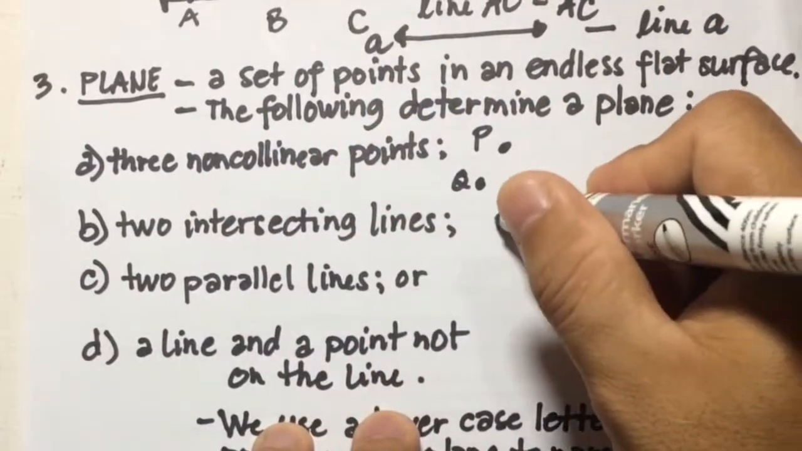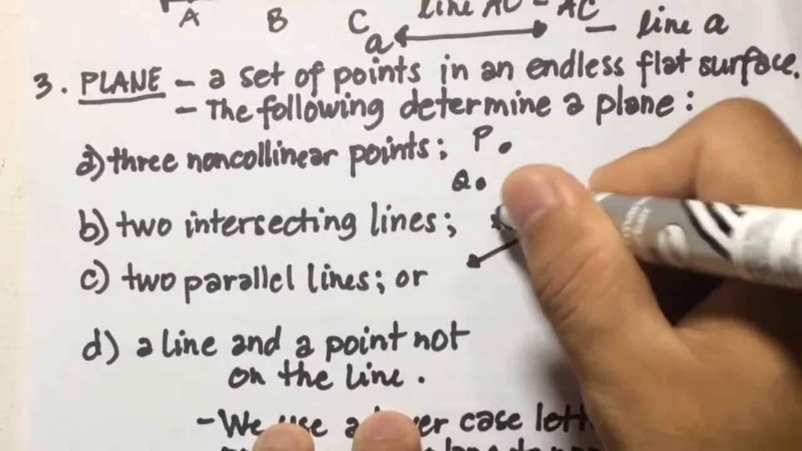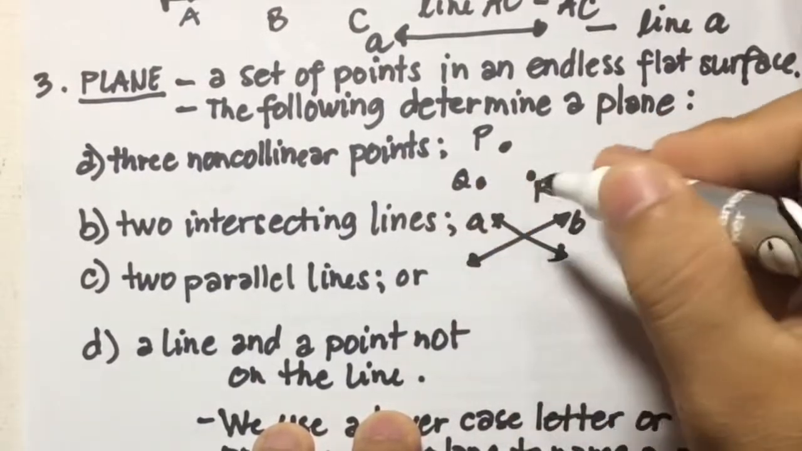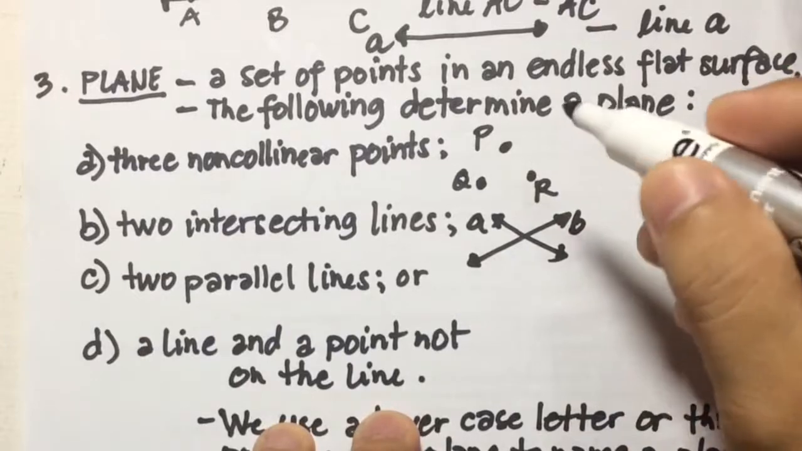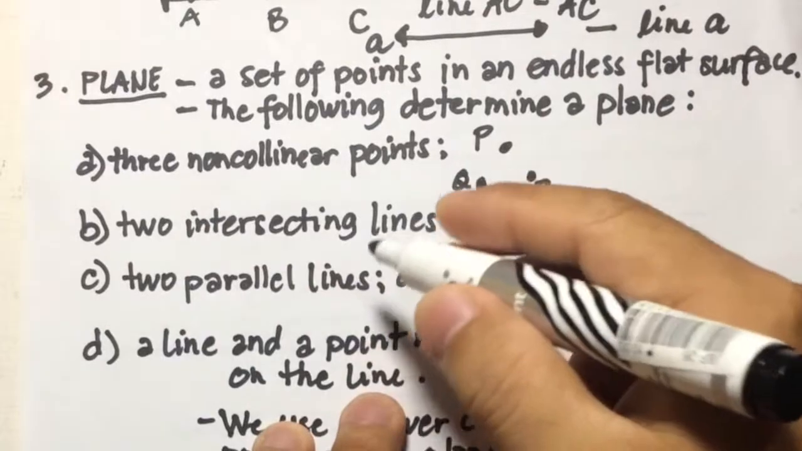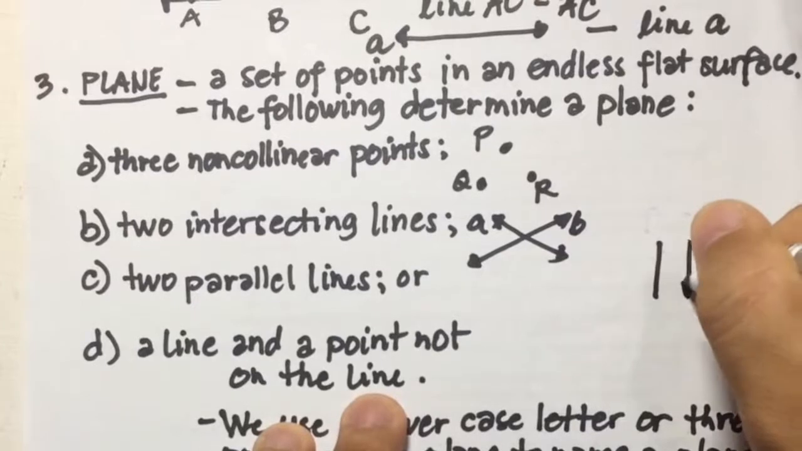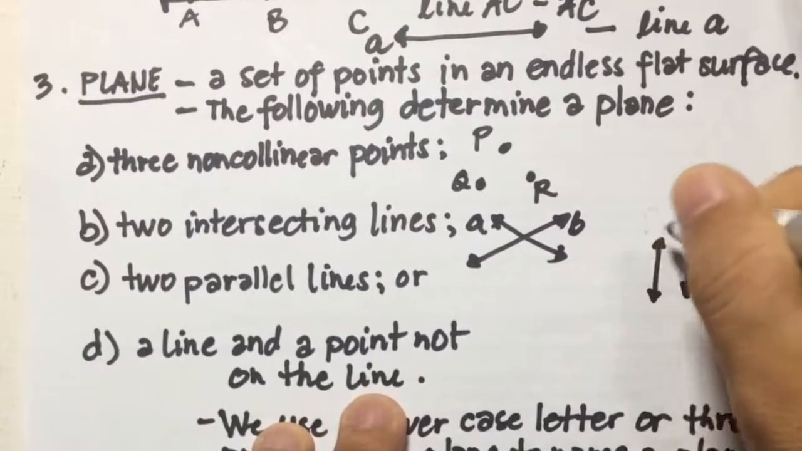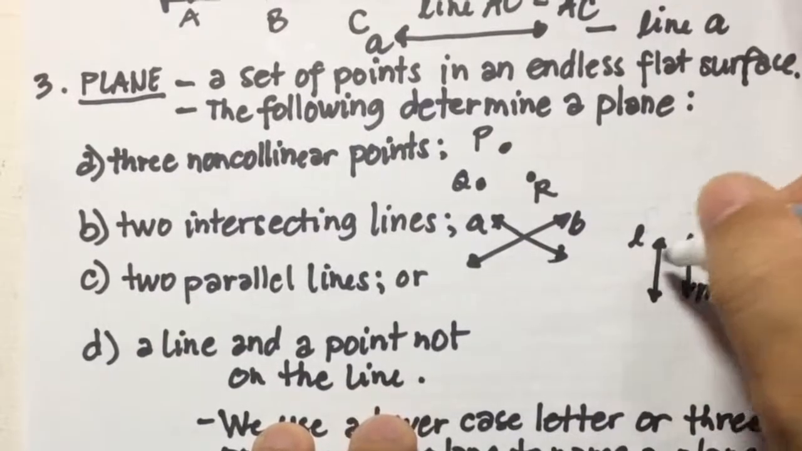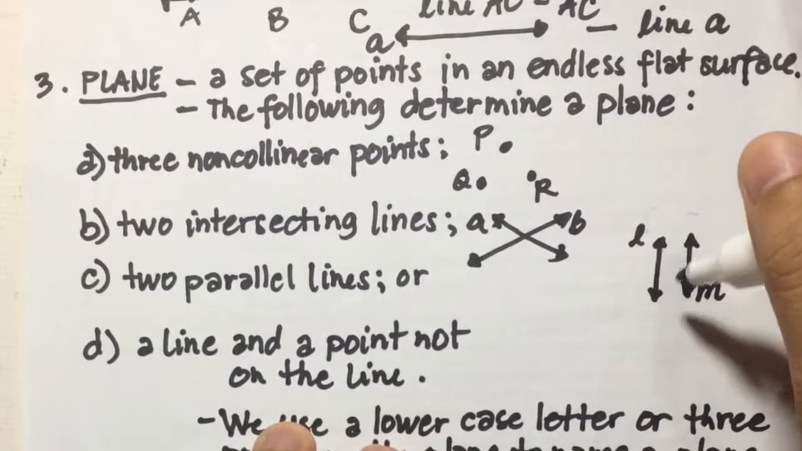Then 2 intersecting lines. So if we're going to have 2 intersecting lines, for example, this is line A and the other one is line B. So using these 2 intersecting lines, you can now form a plane, or you can determine a plane. The third one is 2 parallel lines. If we're going to have 2 parallel lines, for example, you can call this one line L, and this is line M. So using these two parallel lines here, you can determine a plane, or you can make a plane.